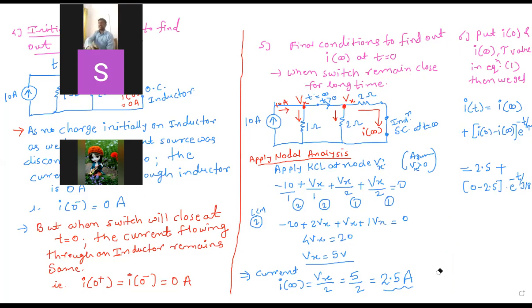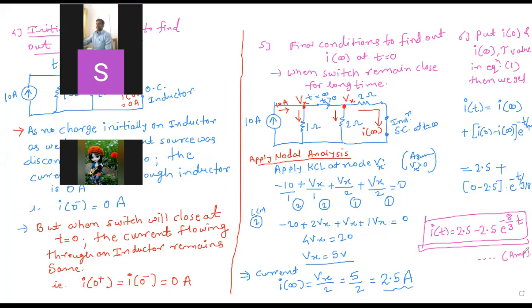So the final answer I will write here. The final answer will be I of t is equal to 2.5 minus 2.5 into e raised to minus 8 by 3 into t. So this is the final answer. And as this is the current, the unit is ampere.